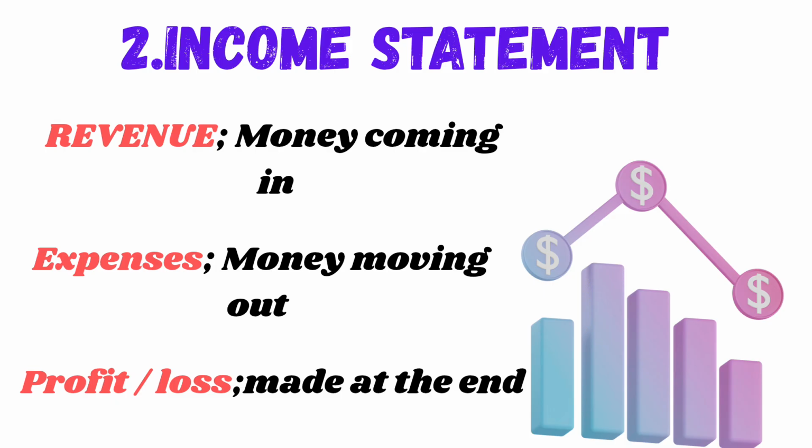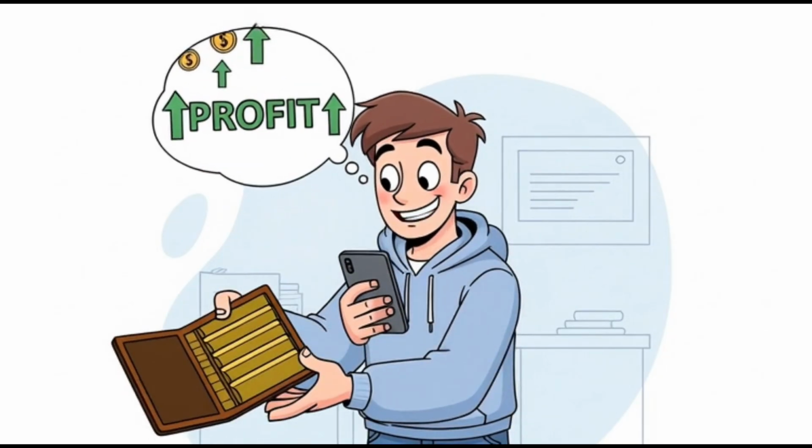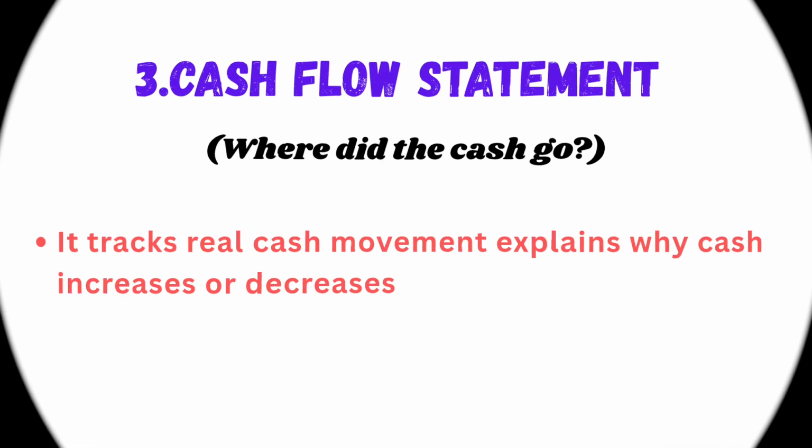That's exactly what the income statement does for a business. It shows revenue, money coming in, expenses, money going out, profit or loss at the end. Unlike the balance sheet photo, this is more like a video. It covers a period of time, like a month or a year. Important reminder though, profit does not always mean cash in the bank. And that's where the third statement comes in.